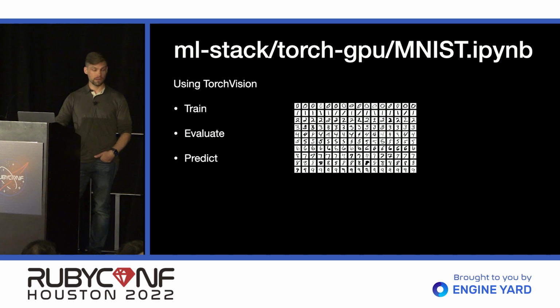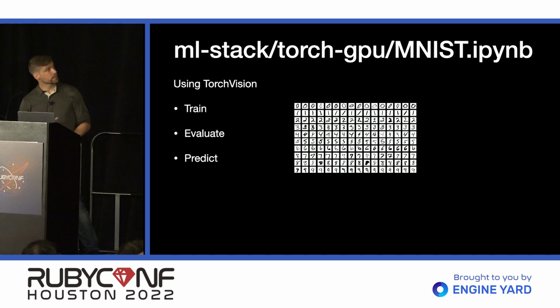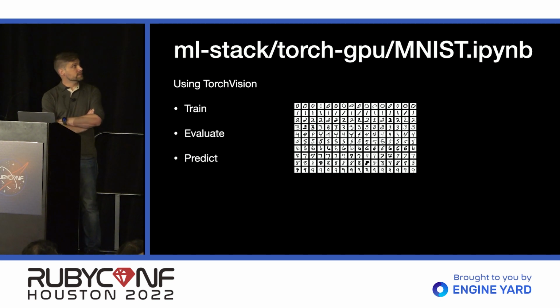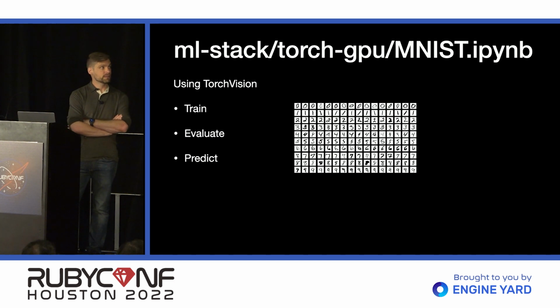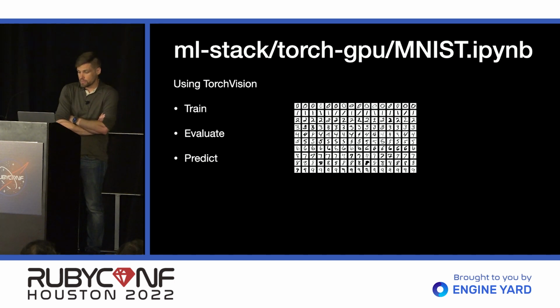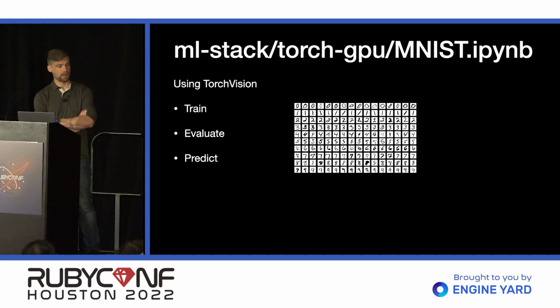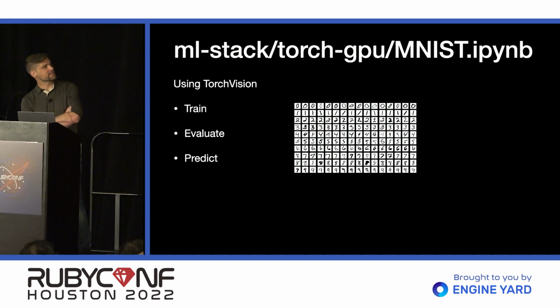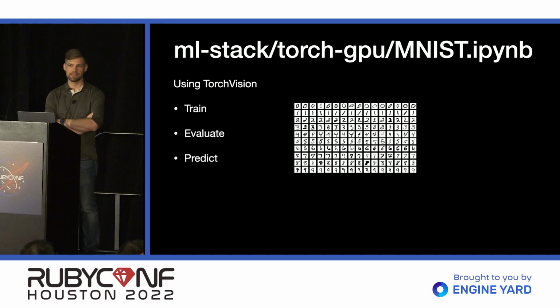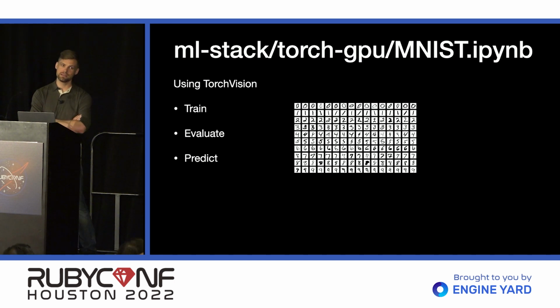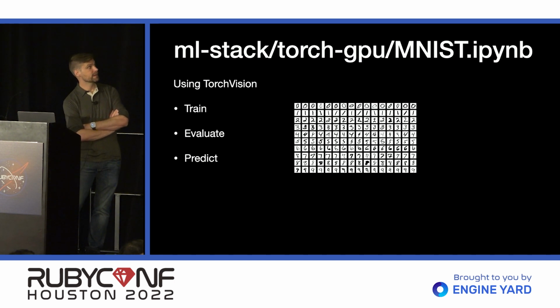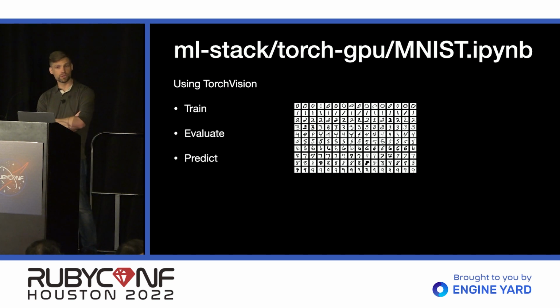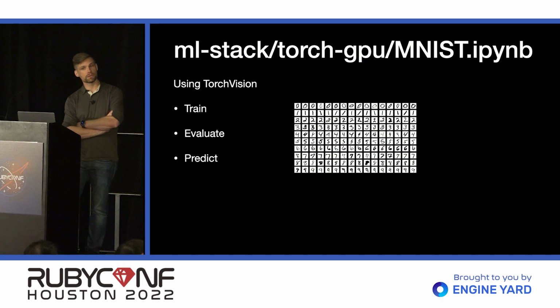YOLO is typically trained on the COCO dataset, but we'll get to that in a second. This is an example that is available in the ML Stack repo. It is the MNIST dataset. I call it minced; looking at it now, it's not actually spelled that way. It's probably like MNIST or something. But it is a handwritten digits dataset, so 0 through 9, handwritten in different handwriting. And you can train, evaluate, and predict what digit the computer is looking at using this IPython notebook with Ruby in it.